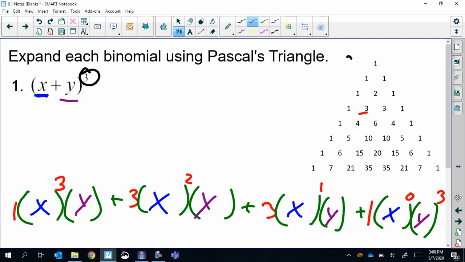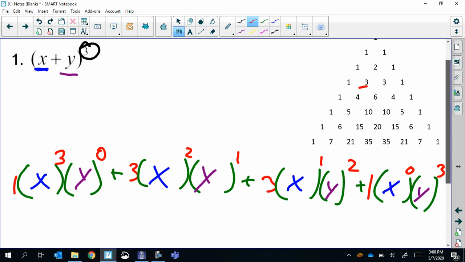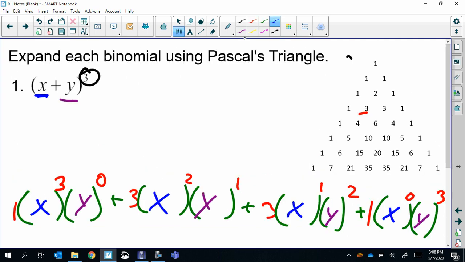Once I get to the end, I work my way back. 3, 2, 1, 0. So first count down exponents to the right, and then count down exponents starting over from right to left. Once you have this written out, it's just basic math. It's like Algebra 1 type math.